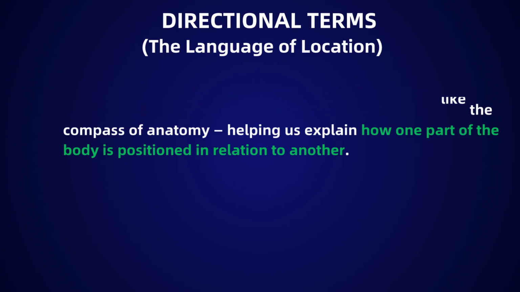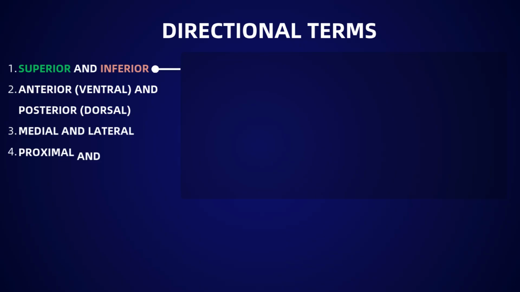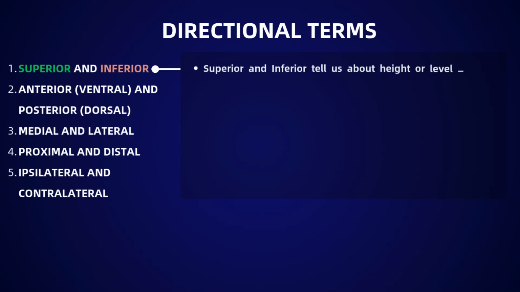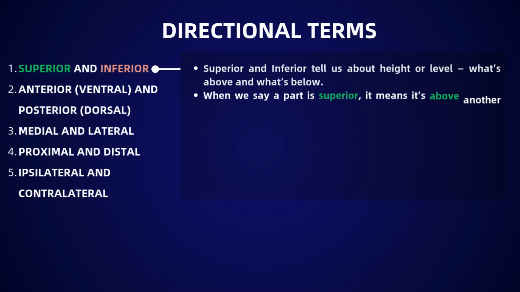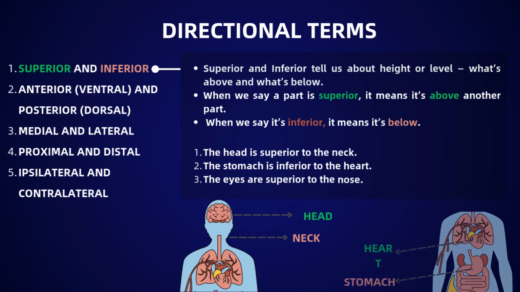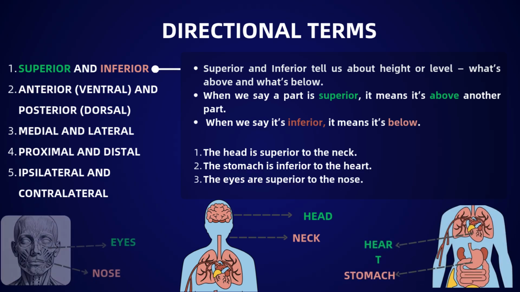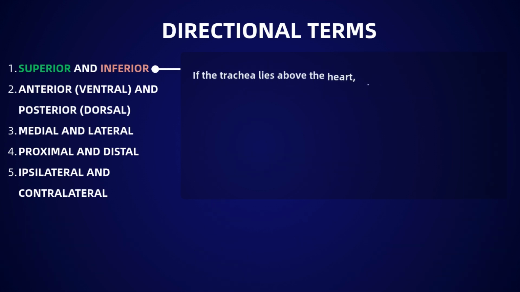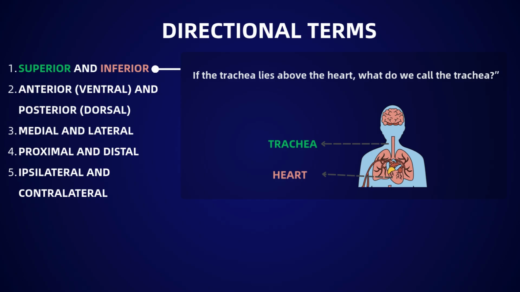Let's look at the first terms, superior and inferior. Superior and inferior tell us about height or level, what's above and what's below. When we say a part is superior, it means it's above another part. When we say it's inferior, it means it's below. Example, the head is superior to the neck, the stomach is inferior to the heart, the eyes are superior to the nose. Let me ask you a question. If the trachea lies above the heart, what do we call the trachea? Simple. The trachea is superior to the heart.